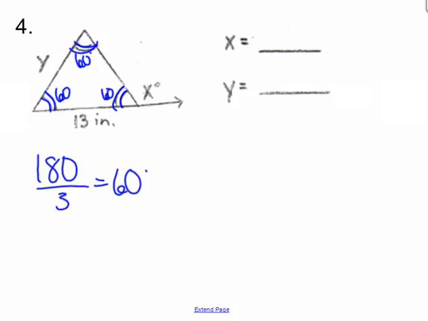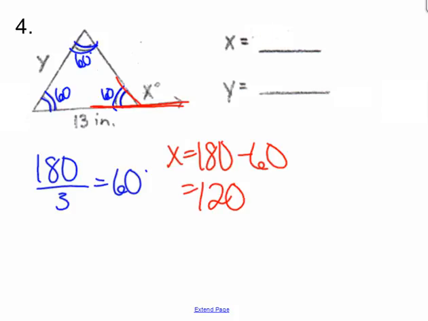So why did I do that? Well, I'm going to use the fact that x and 60 make a linear pair. So to figure out x, I did 180 minus 60 to get 120. For y, remember that theorem, if a triangle is equiangular, then it's equilateral. So if it's equilateral, that makes all the sides the same. If one of the sides is 13 inches, so is y.